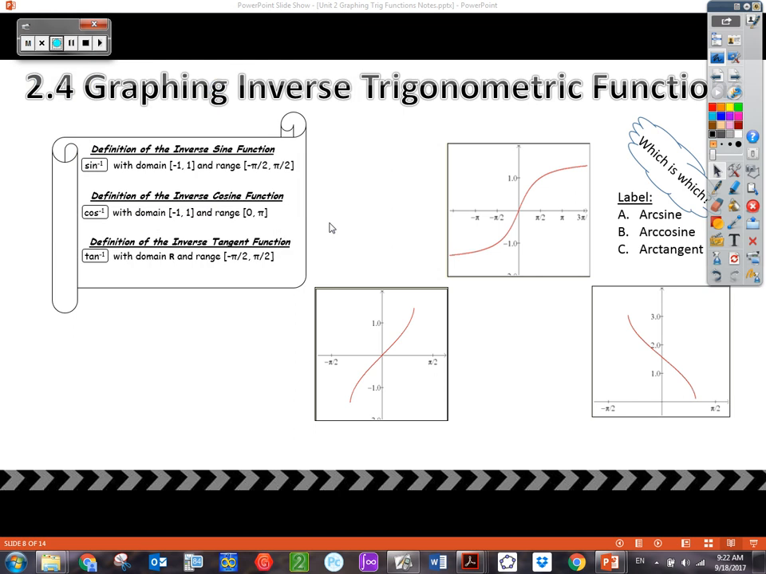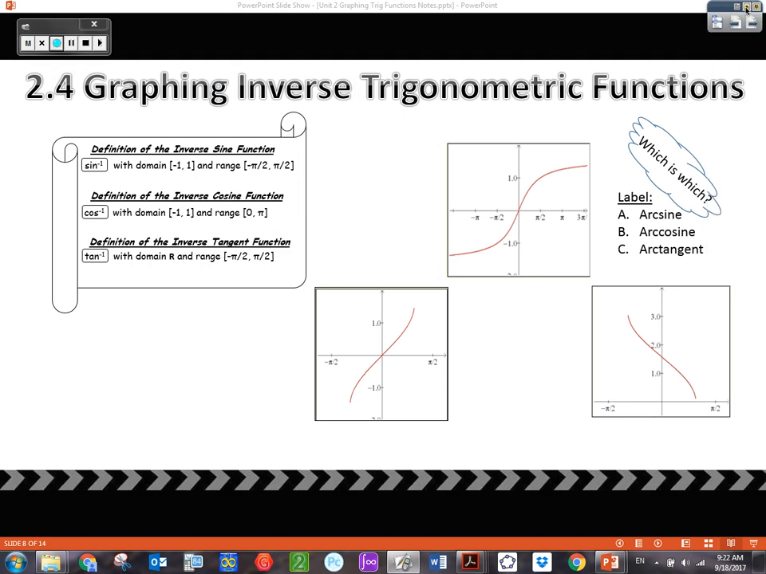Alright, so let's take a look at today's lesson. We're going to be talking about graphing inverse trig functions. We worked quite a bit on the particulars of inverse trig functions last time. We looked at principal values, what that means, and why they have to be restricted to be a function. We talked about that last time. What we're going to be doing today is actually graphing them.